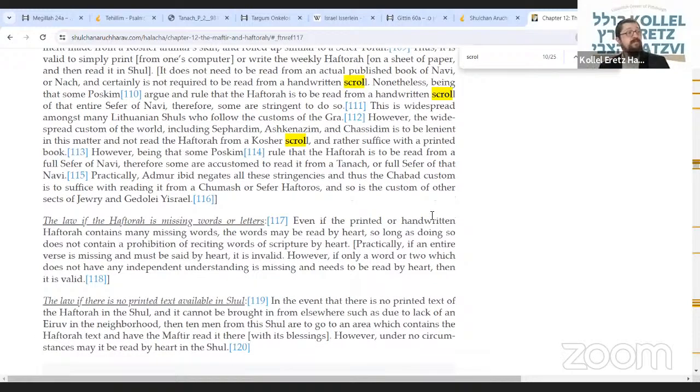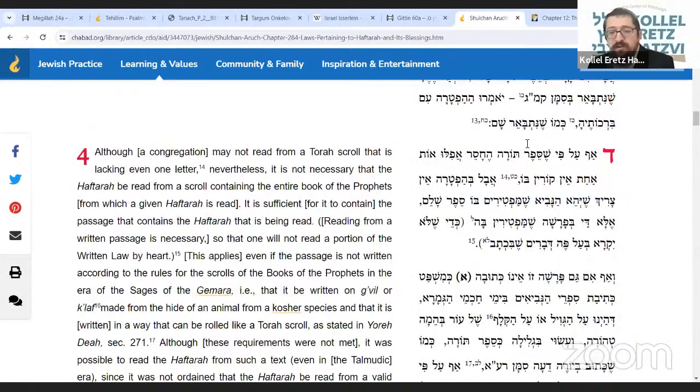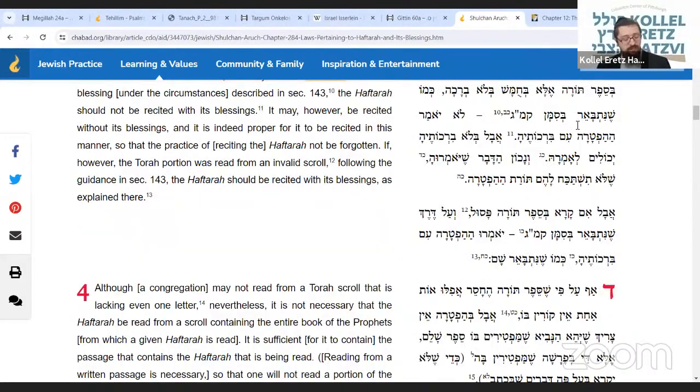If the haftorah is missing words or letters, it's valid, it's fine, like a Megillah, as long as a majority is written properly. Just read the Alter Rebbe's Shulchan Aruch inside, and with that we'll move on to the Kuntres Umaayon.